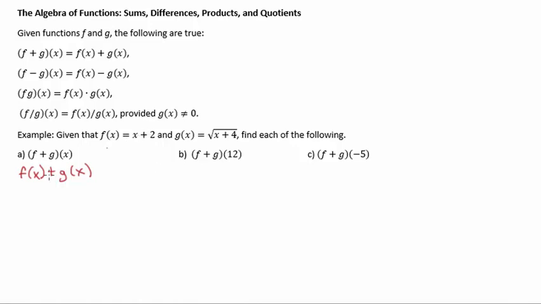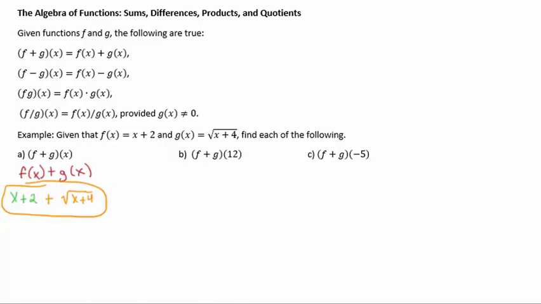Well, that means that I can fill in, because f of x is x plus 2 and g of x is the square root of x plus 4, and we're trying to add them together. And so now I would say this is what (f plus g) of x is, and try to simplify if possible, but in this case we don't have any way of simplifying it, so this is our answer.